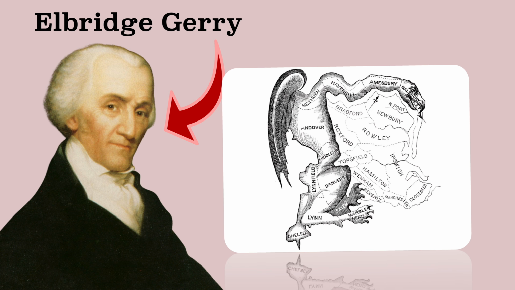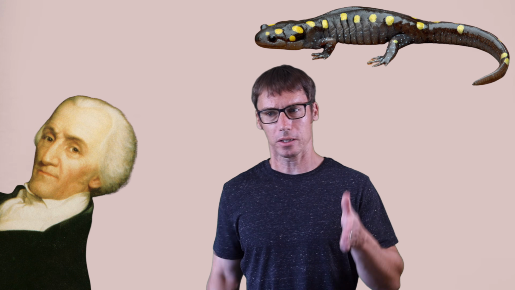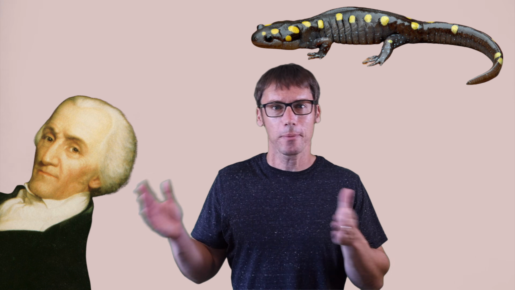The district shape somewhat resembled a salamander. So get it? Gerry, which turned into Jerry for some reason, plus salamander equals gerrymander? Ha! It's so funny and clever. The early 1800s were a crazy time.